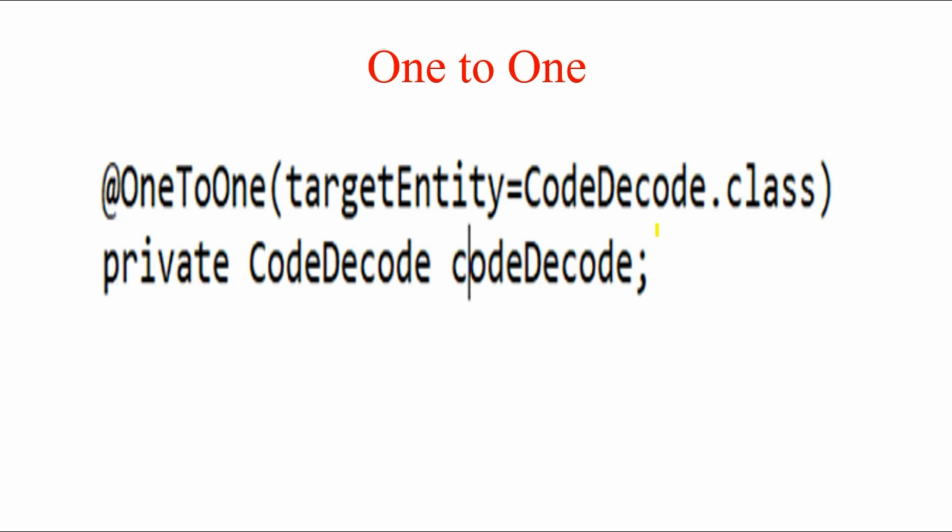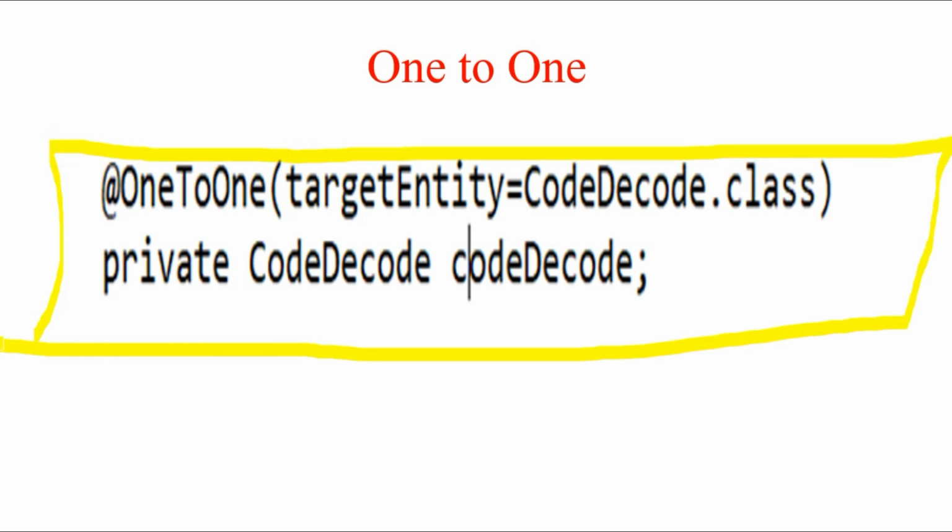But how do you explain that to an interviewer in the coding format? This is how you do it in a coding format. If you have a class Employee and a private CodeDecode variable with a one-to-one mapping, it has @OneToOne with the target entity CodeDecode.class in the Employee class. So this is how you make a one-to-one mapping.